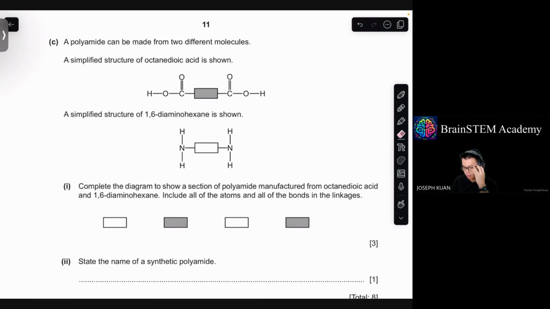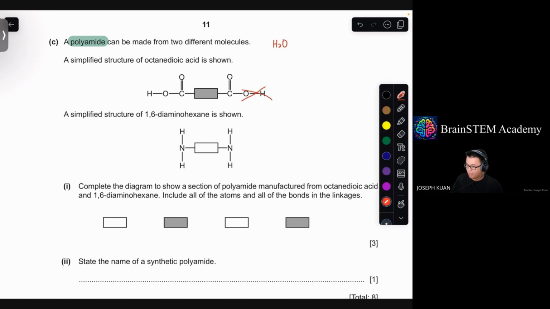All right, question C. A polyamide can be made from two different molecules. A simplified structure of octane dioic acid is shown. A simplified structure of 1,6-diaminohexane is shown. 1. Complete the diagram to show a section of polyamide manufactured from octane dioic acid and 1,6-diaminohexane. Include all of the atoms and all of the bonds in the linkages. Now, this is a polyamide. It's a condensation polymer, which means that a water molecule will get removed. So, how can we form the linkage? By removing water, H2O. So, all you need to do is take away an OH and also take away an H. All right, so let me just draw the basic structure first.